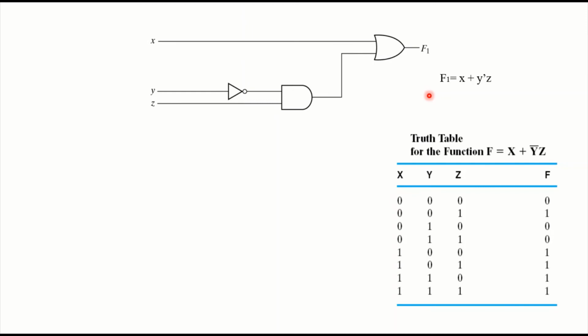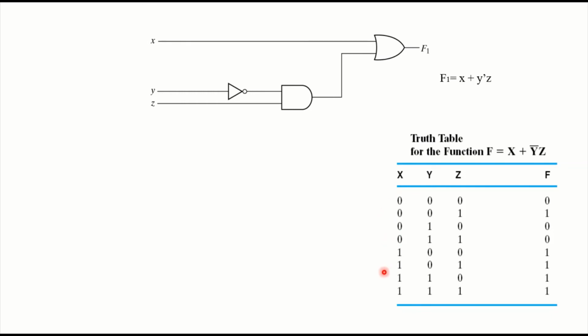Now consider the first case, f1 equal to x plus y bar z. First we will learn how we can draw the truth table for this particular function. We can see from here, this function has three variables, x, y bar, z. It means this function has three inputs. Three inputs means, according to the formula, we will have 2 to the power 3 possible combinations for the inputs. 2 to the power 3 means 2 into 2 into 2. It means we will have 8 possible combinations for the input.